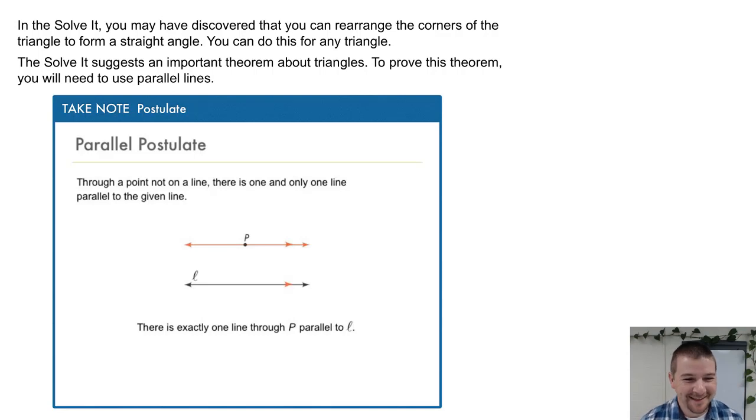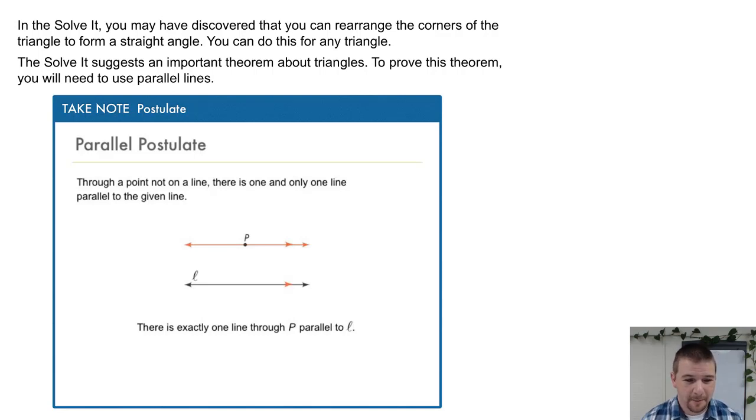In the Solve It, you may have discovered that you can rearrange the corners of the triangle to form a straight angle. You can do this for any triangle. The Solve It suggests an important theorem about triangles. To prove this theorem, you'll need to use parallel lines. So that brings us to the parallel postulate. I recommend you take a screenshot of this one and add it to your notes.